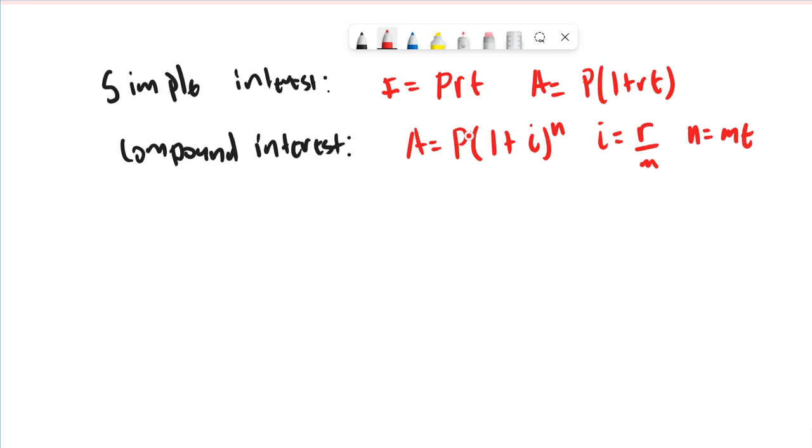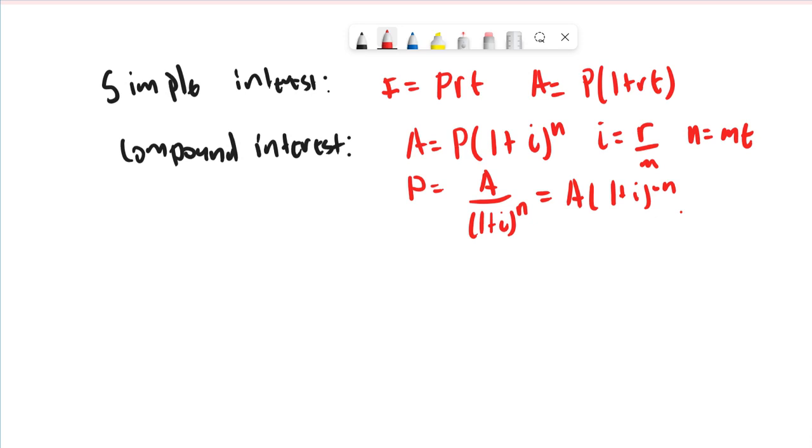Now, if I wanted to locate the principal value, then in that case, I would just take A and I would just divide it by the compound factor, 1 plus I to the n. Now, you could use properties of exponents that say 1 plus I raised to the negative n, and that would be the same exact thing.